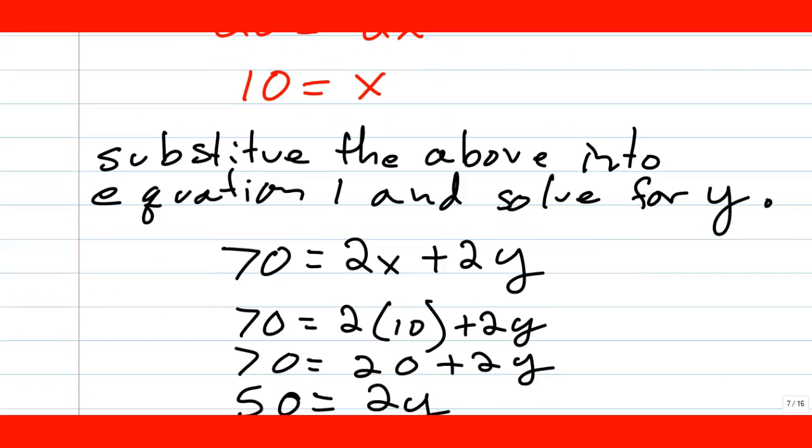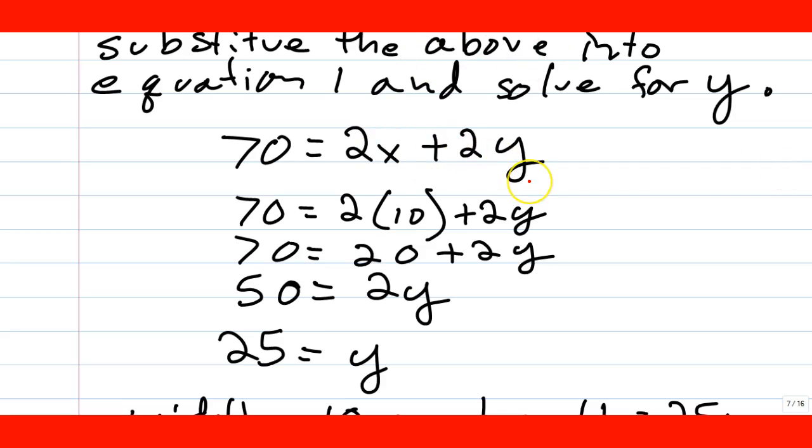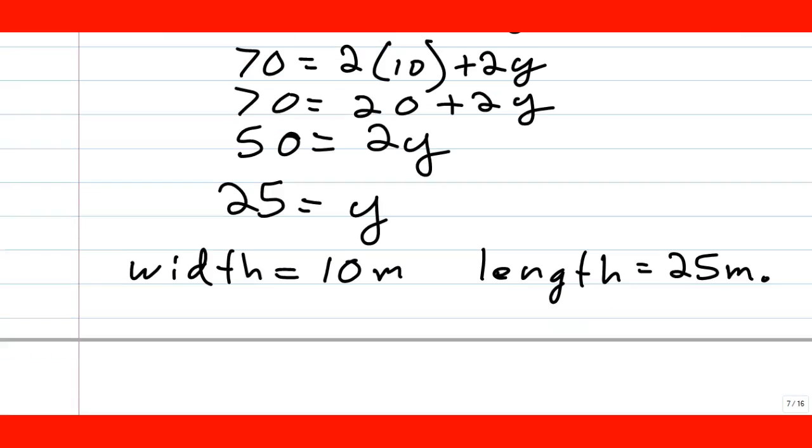Now we're going to substitute the value from above into equation 1, so we solve for y. So we're going to take the 70 equals 2x plus 2y, and we're going to substitute that 10 in there. So I end up with 2 times the 10 to make 20 plus 2y. Now I'm going to subtract the 20 off both sides, so I get 50 equals 2y. Lastly, divide the 2 out, and I get 25 equals y. So my width was 10 meters. When I look back, I saw my units were meters. The meters do need to be there in the final answer, and my length is 25 meters.